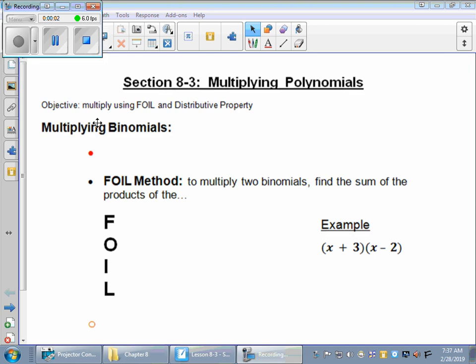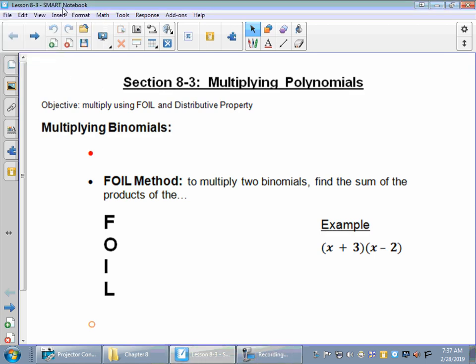Okay, algebra. We are here in chapter 8.3, and we're going to be multiplying polynomials. I think in the last section we did multiplying a monomial by a polynomial. Now we're multiplying with multiple polynomials, so binomials, trinomials, and the like. And we're going to use the distributive property. We're also going to introduce FOIL to you.